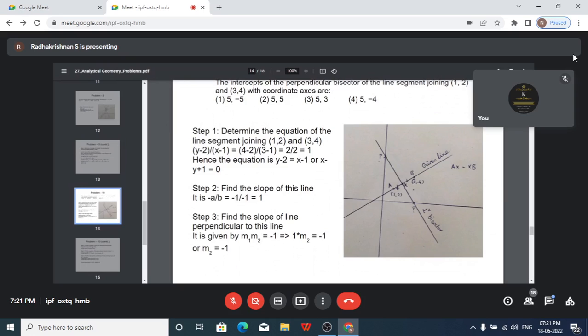If the given line passes through 1, 2 and 3, 4, like I said, you can just simply plot 1, 2 and 3, 4 and draw the line. That is your given line. On the given line, we can mark the 2 points A and B. Now its perpendicular bisector: we take its midpoint and draw the bisector at that place. This is your perpendicular bisector. Then we need to find where it cuts the x-axis and y-axis. That's all we have to do. Just give me a minute.